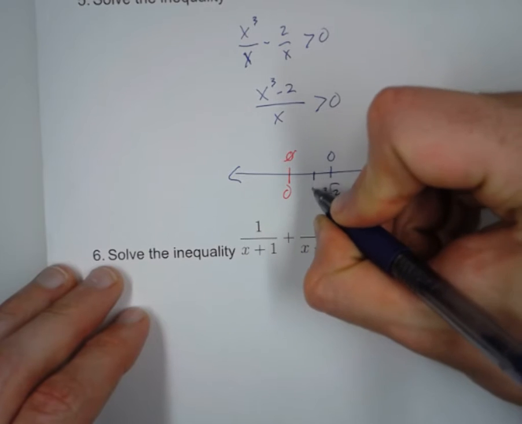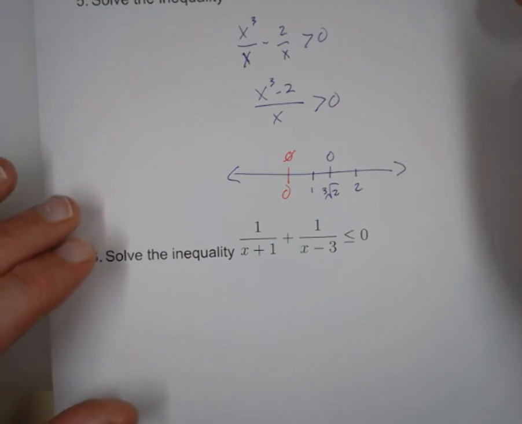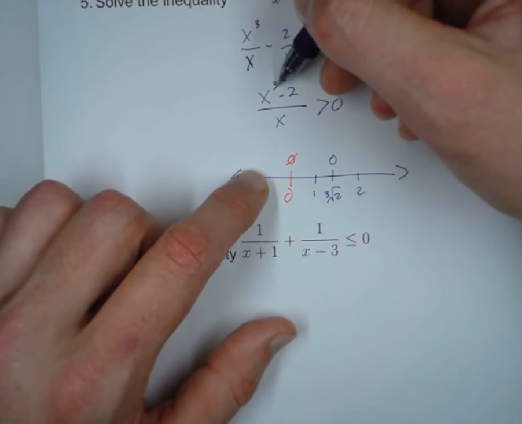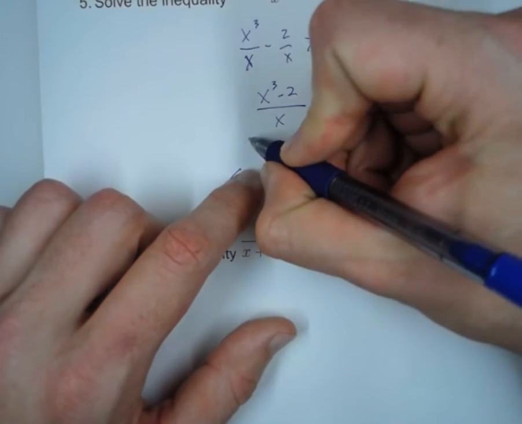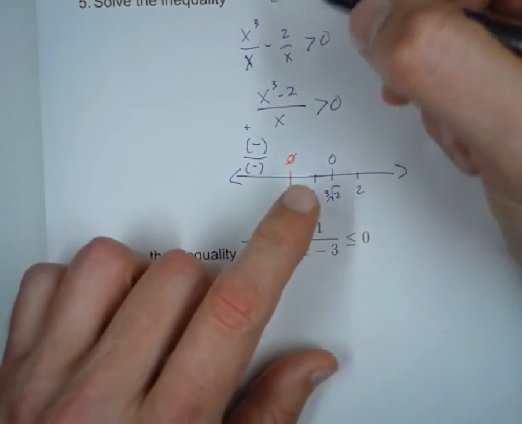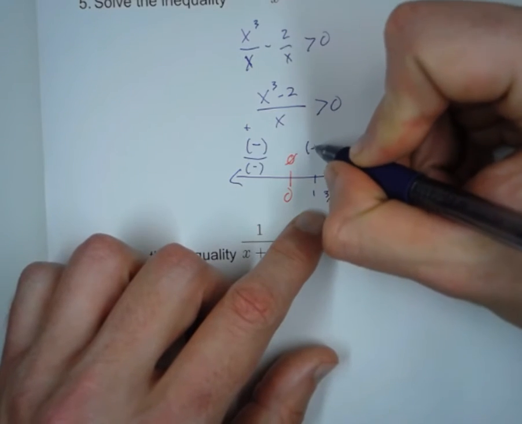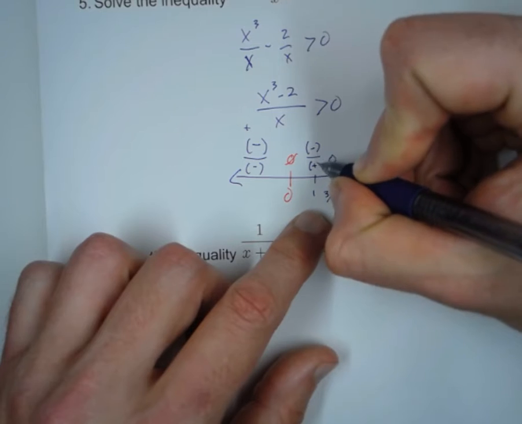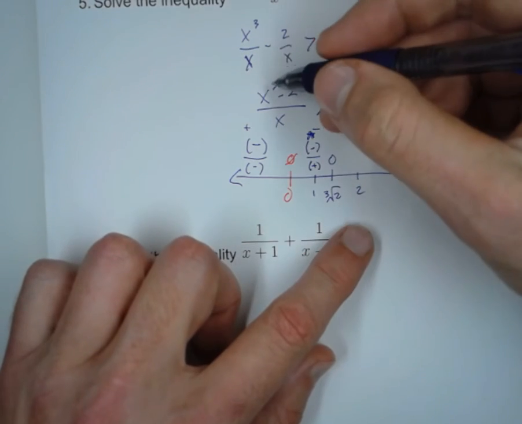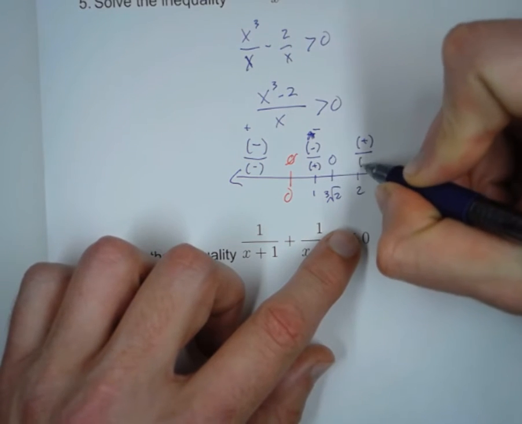Now, I know 1 is in here and 2 is over here, just as a little marker. So what if I plug in negative 1? Negative 1 cubed is negative 1. Minus 2, that stays negative. So that interval is going to be positive. If I plug in 1, 1 cubed is 1, minus 2 is negative. And then over here, 2 cubed is 8, minus 2 is a positive, all over 2.